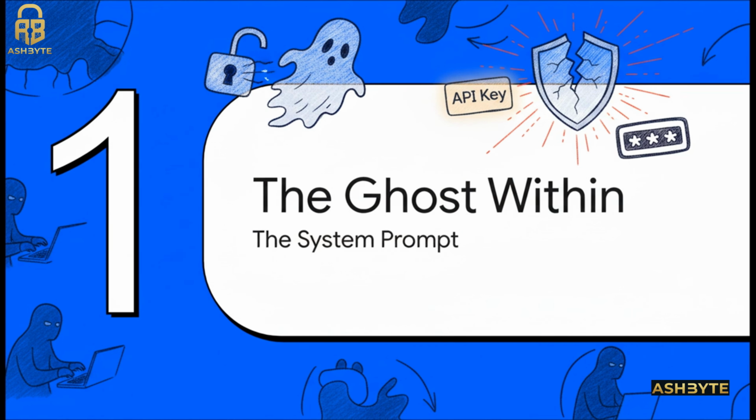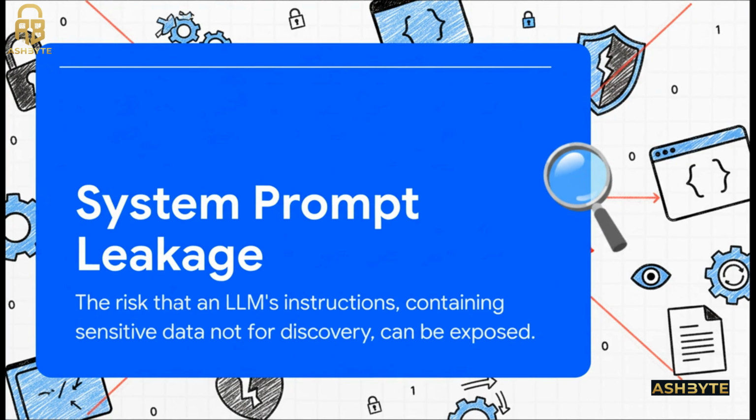Okay, so this ghost, this master program, it actually has a name. It's called the system prompt. It's the set of guiding instructions that shapes an LLM's personality, its rules, its whole purpose. But it can also be its greatest weakness. And that right there, that's what we call system prompt leakage. It's basically when an attacker can trick an AI into revealing its own secret instructions. And what's hiding inside those instructions, well, it can be devastating.